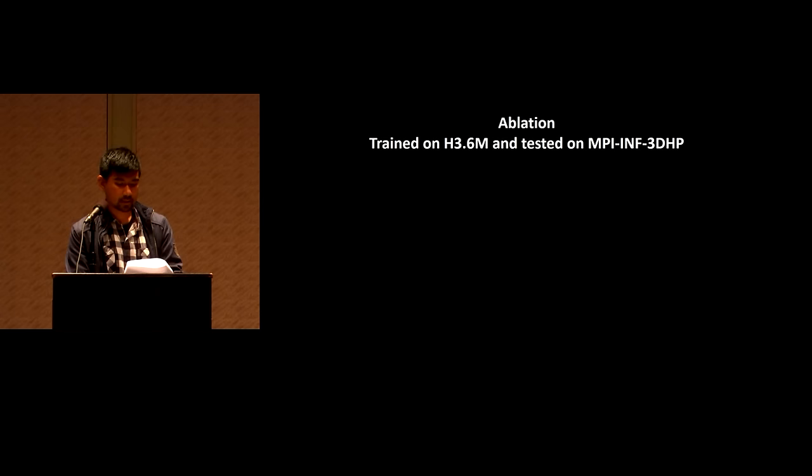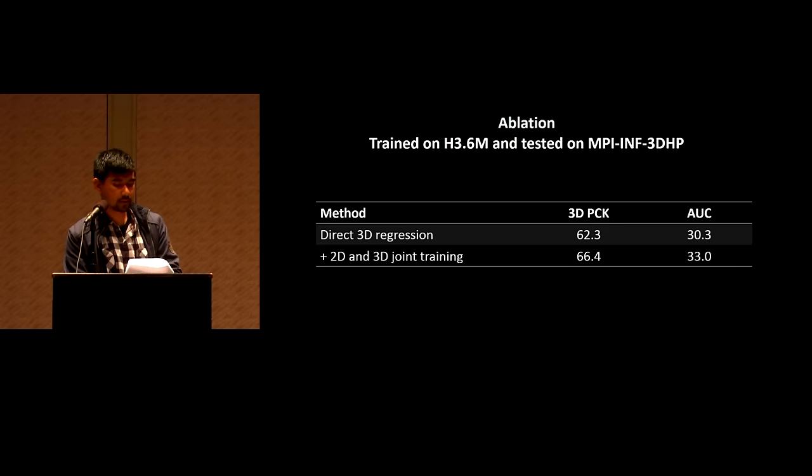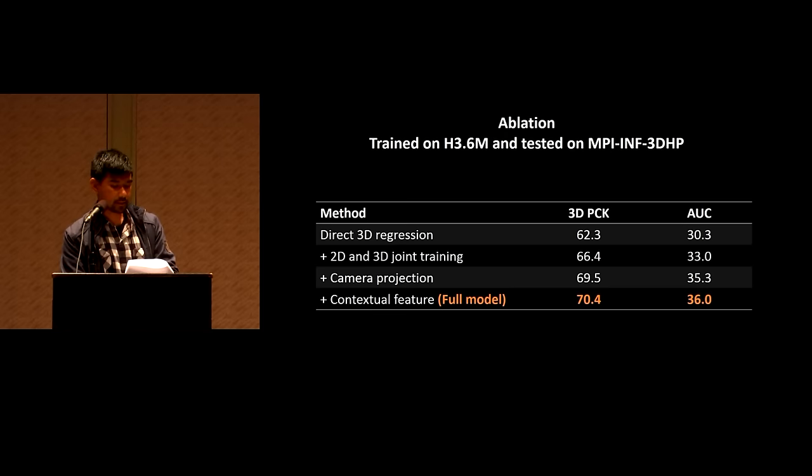Our ablation study shows the contribution of each component of our proposed model. We use a direct 3D pose regression method, pre-trained on 2D labeled in-the-wild images, as a baseline. Each contribution, which allows us to train our model additionally on large-scale 2D data, further increases our performance. Our full model achieves state-of-the-art results on MPI-INF-3DHP, which contains in-the-wild test image sequences.